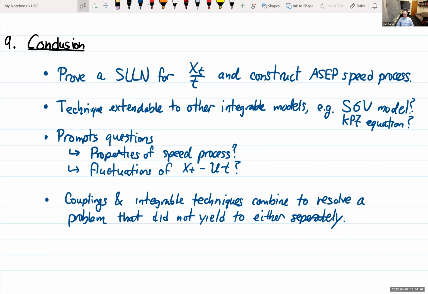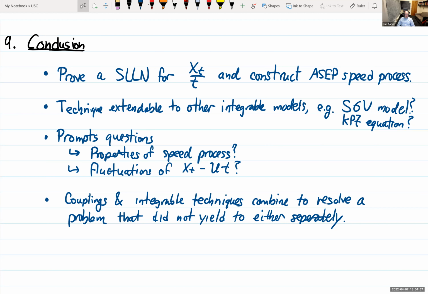An example where this should work, and I think it would be interesting to work out, is the stochastic 6-vertex model. An example of something that's a scaling limit of ASEP, which would be interesting to probe, is the KPZ equation. These are interesting questions. There are other questions, for instance the properties of the ASEP speed process, or the fluctuations of the second-class particle around its terminal velocity. These are questions that are now at least in focus.